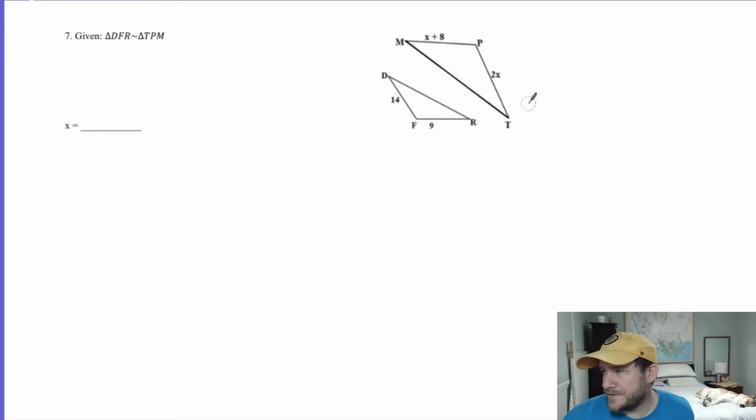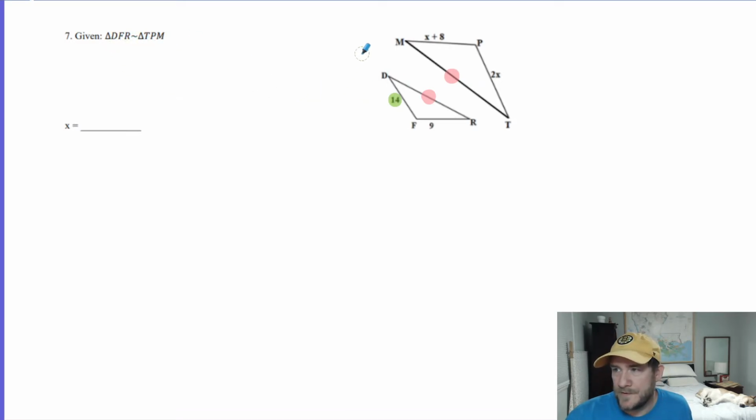7, I'm going to say let's do the same thing. Let's match up our sides. I think it's pretty clear that the longest goes with the longest, but they're not even marked, so that's not helpful. Then you've got this 14, and it's pretty hard to tell. I mean, 14 is certainly a bigger number than 9, but who's bigger, x plus 8 or 2x? You really can't tell. So whether 14 corresponds with the x plus 8 or the 2x, you really don't know until you look at the similarity statement.